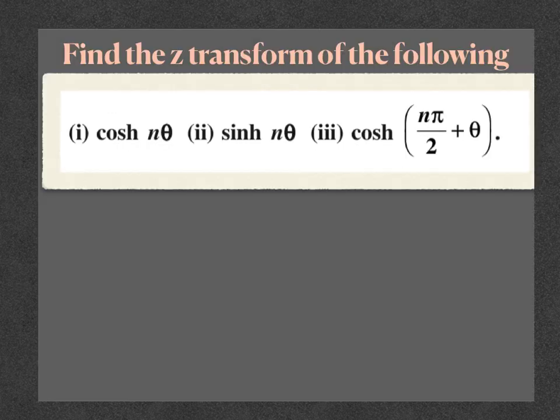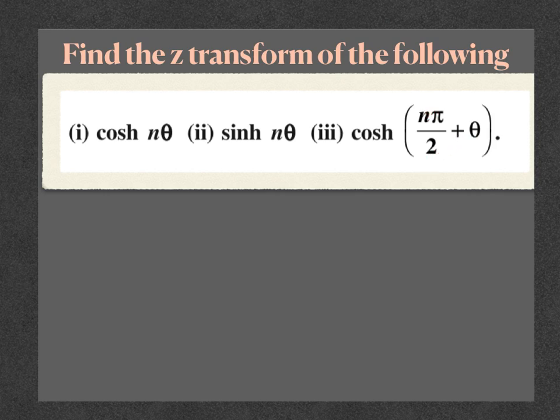So let's begin with the problems. These are very important problems for exams also. Find Z transform of the following: cosh n theta, sinh n theta, cosh n pi by 2 plus theta. Here I'll do the problem of cosh n theta. Similarly, you can work on sinh n theta and cosh of n pi by 2 plus theta.